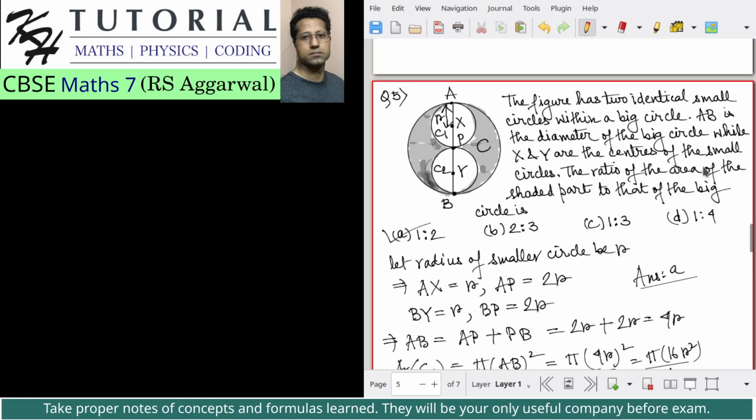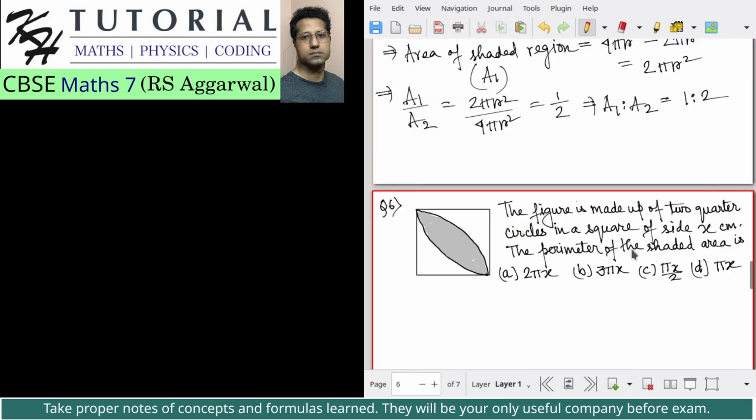So the concept is that whenever you have two smaller circles, now in this problem the two circles inside the bigger circle are identical, but they may not be identical. If there are two circles inside the bigger circle and they are touching each other, the concept is that the sum of the diameters of the two inner circles will be equal to the diameter of the outer bigger circle. That is the main concept.